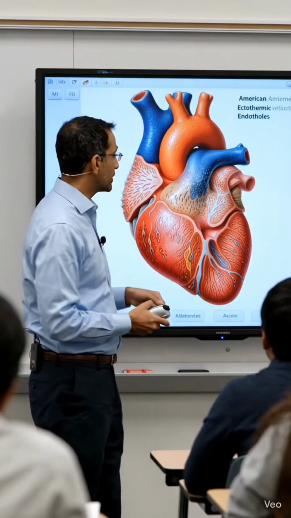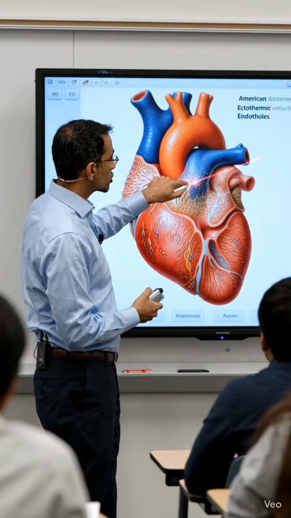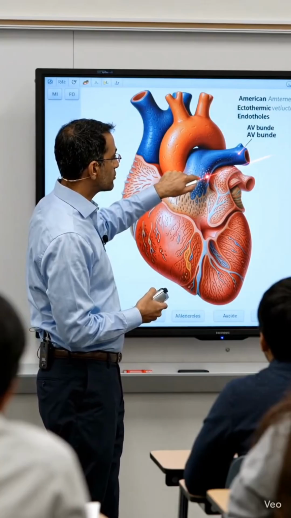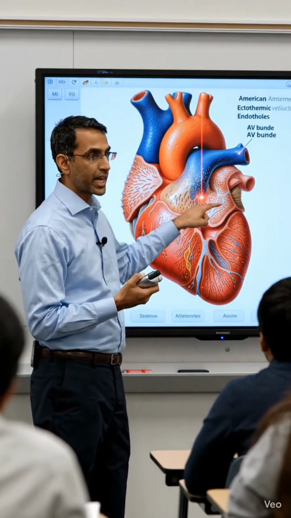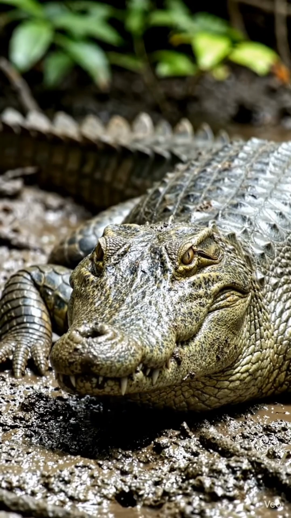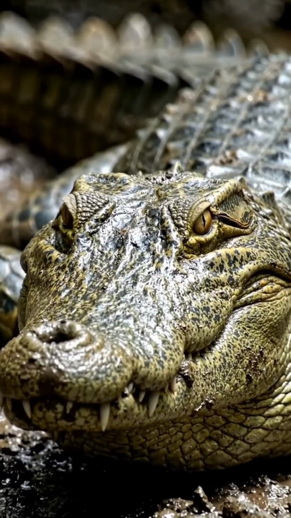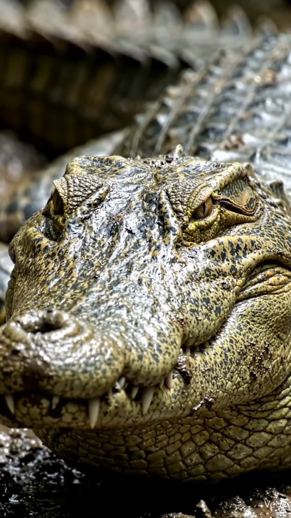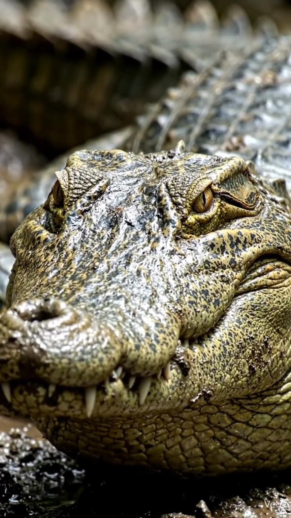Notice the AV bundle here. This specific structure is crucial for understanding the evolutionary transition between these ectothermic and endothermic cardiac systems. With eyes as ancient as time itself, the caiman waits patiently on the muddy banks, a testament to its enduring lineage.